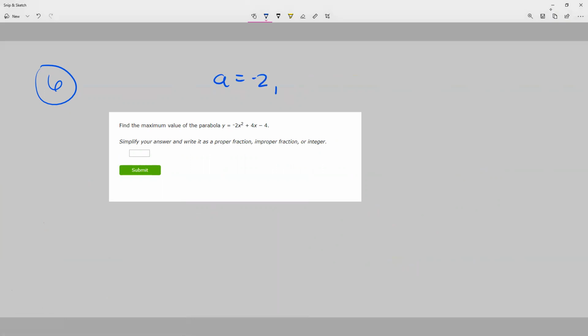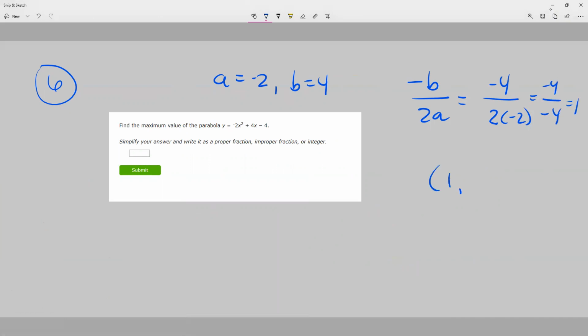A equals negative 2, b equals 4. So negative b over 2a. This time would be negative 4 over 2 times negative 2. So negative 4 over negative 4. So this equals 1. And so now if I plug that in, y equals negative 2 times 1 squared plus 4 times 1 minus 4, equals negative 2 times 1. So negative 2 plus 4 minus 4. So that equals negative 2.